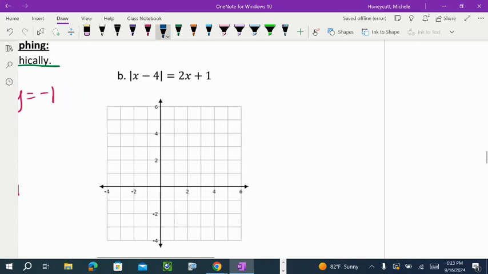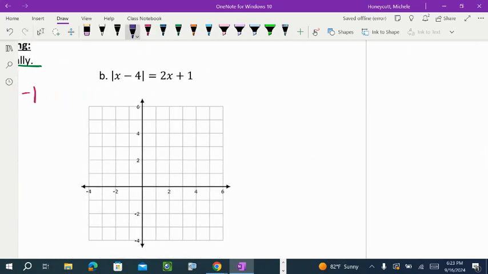For B, if I graph the left side and the right side, I will be graphing y equals the absolute value of x minus 4, which is the parent function y equals absolute value of x, but shifted to the right 4 units. So I'm going to go 1, 2, 3, 4, and I will graph it. You can check this graph by typing it into Desmos.